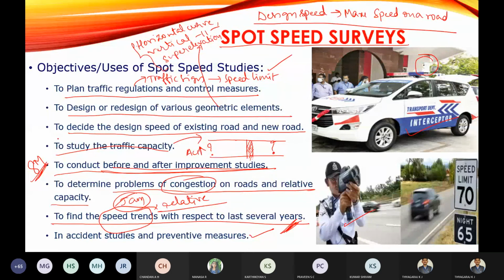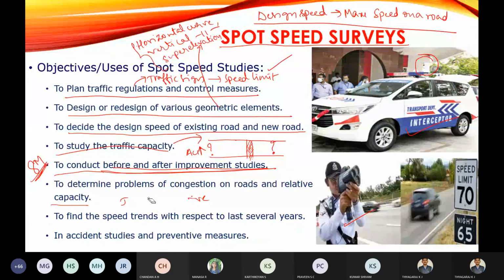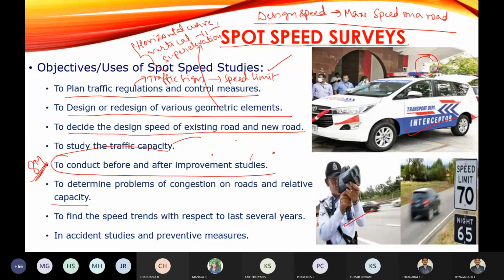One thing I have to inform is I will highlight something that will be common for all the studies. Whatever I am circling is common for all the studies. Whatever studies we are going to discuss in future, this objective is common for all the studies. You can write it starting only: to conduct before and after improvement studies. This is the common thing.